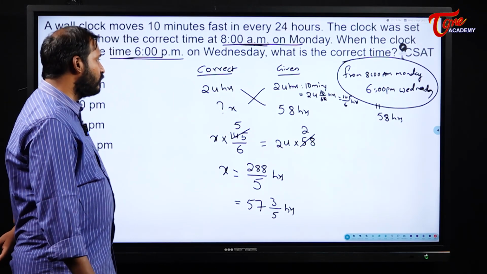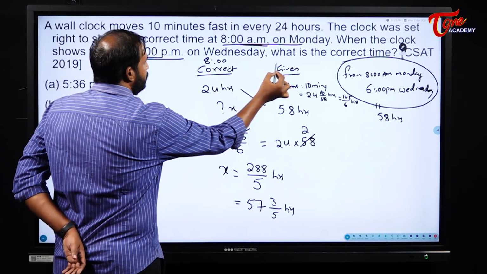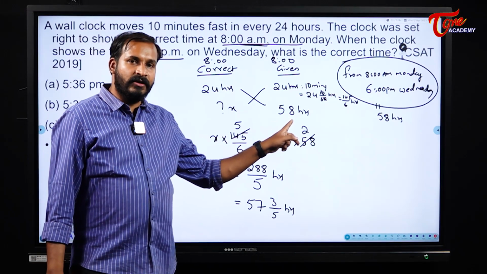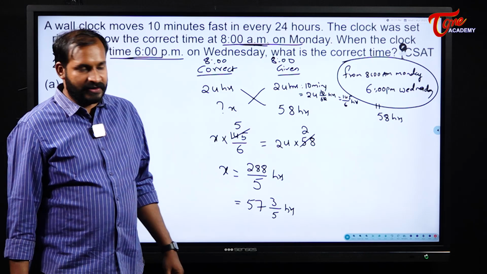3 by 5 hours. So anyway, at 8 a.m. both are correct. Both are correct at 8 a.m. In the wrong clock, how many hours have lapsed? 58 hours. In the correct clock, how many hours will it show? 57 3 by 5 hours.